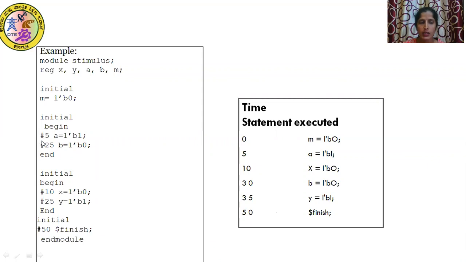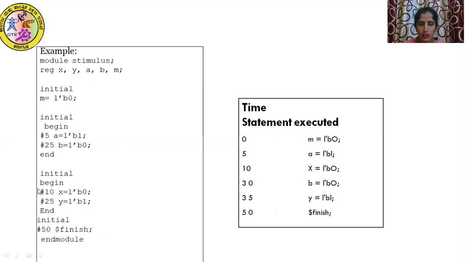The first statement is associated with a delay of 5 time units. #5 denotes 5 time units of delay, where we have initialized the variable a equal to 1-bit binary 1, and the second statement is associated with a delay of 25 time units, where b is initialized to 1-bit binary 0. Since we have more than a single statement, we have to enclose them between begin and end.